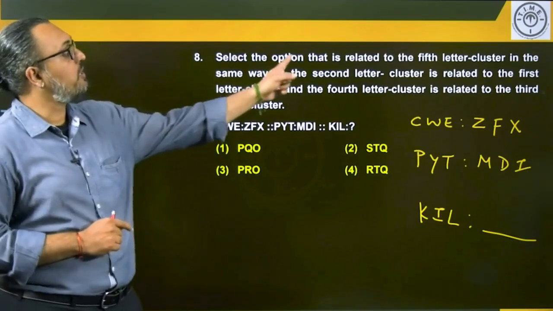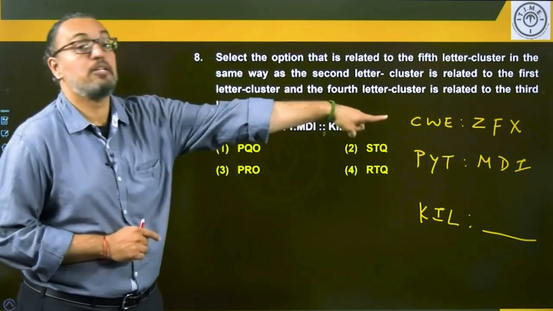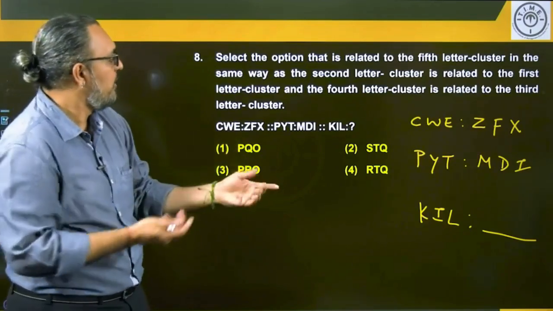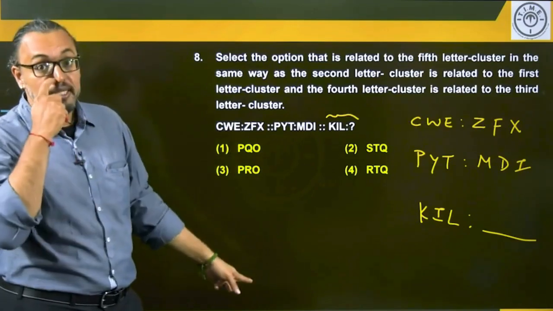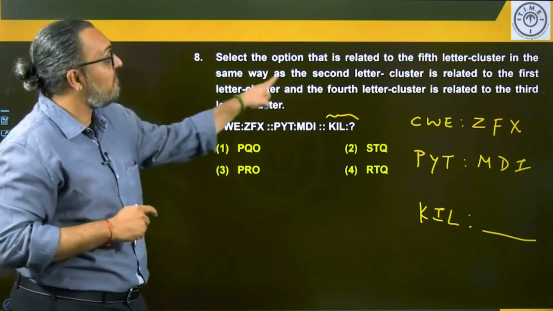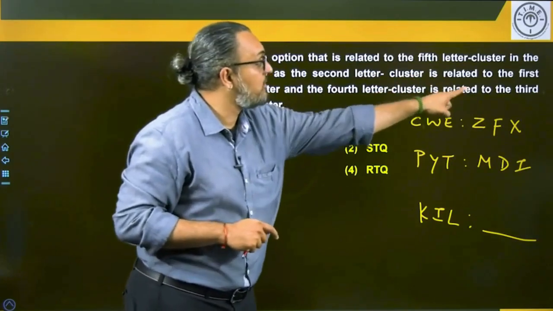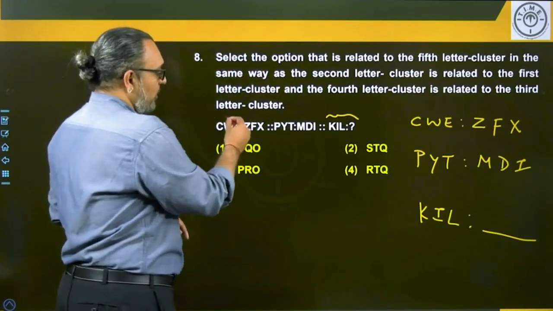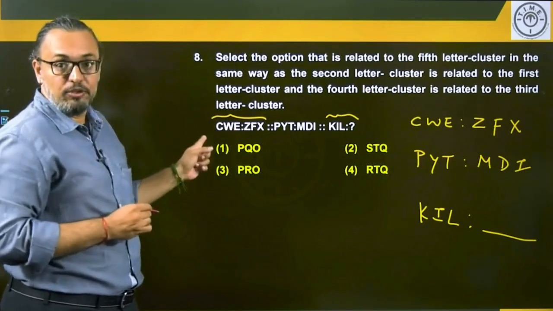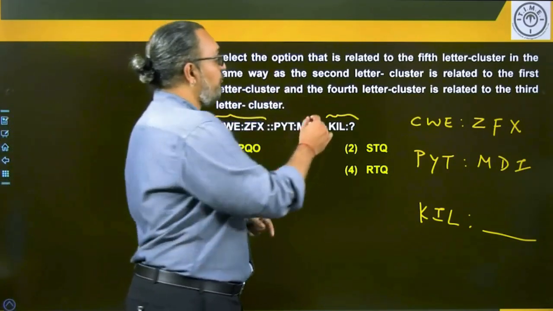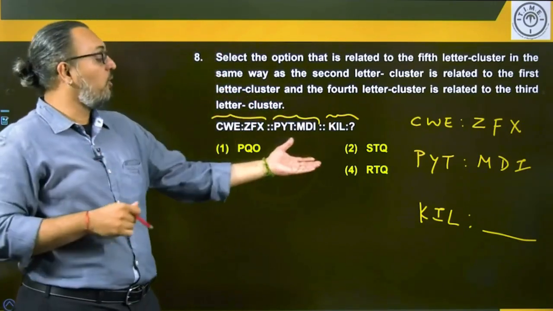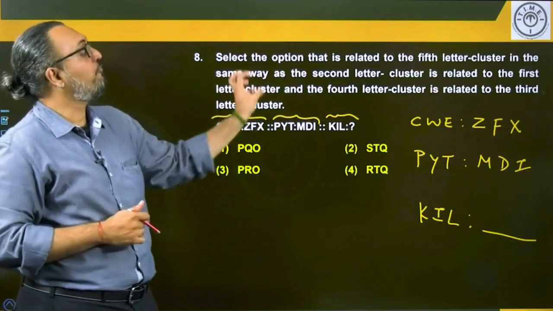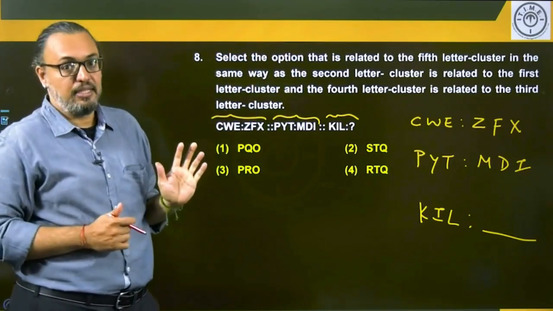So, it says select the option that is related to the 5th letter cluster. Cluster is nothing but a group. So this is the 5th letter cluster. So which is the option that is related to that in the same way as the 2nd letter cluster is related to the first. See this one, 2nd is related to the first and likewise the 4th is related to the 3rd. So which among the options is related to the 5th letter cluster, he is asking.